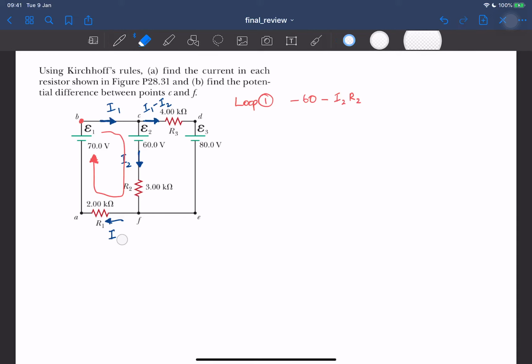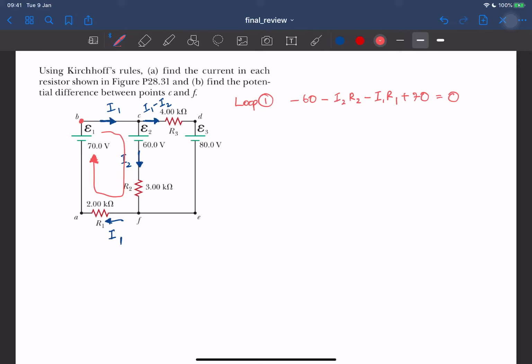Sorry, this should be I1. This is I1. Okay, so going along with the current I1 across resistor R1, I need minus I1 R1, and then I walk across the battery. Now I walk across it in the direction that we usually see, from negative to positive, so you want to put plus 70 here, and then you're back to the original point, which is point B, so you can complete the equation by setting it equal to 0.